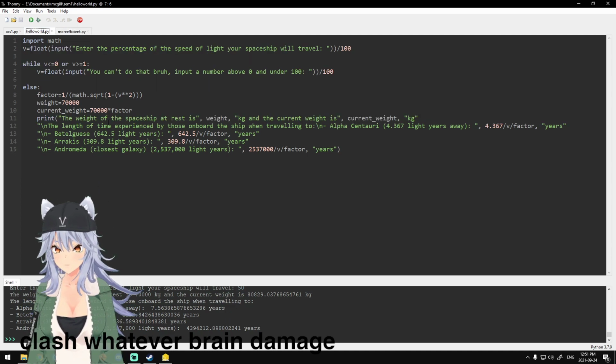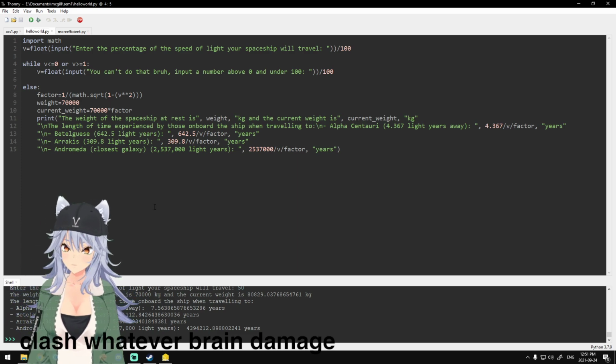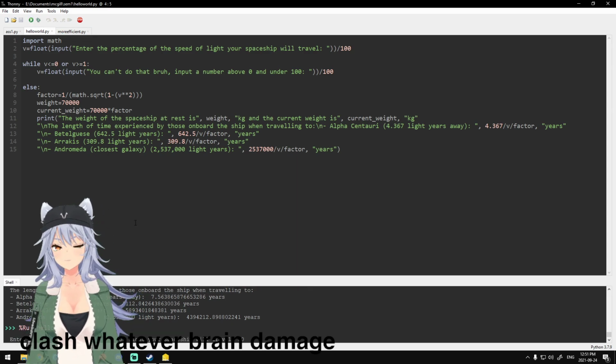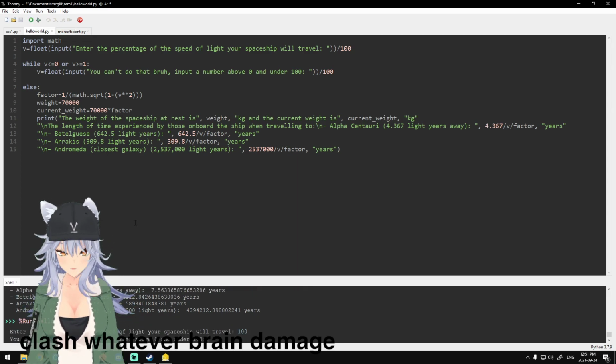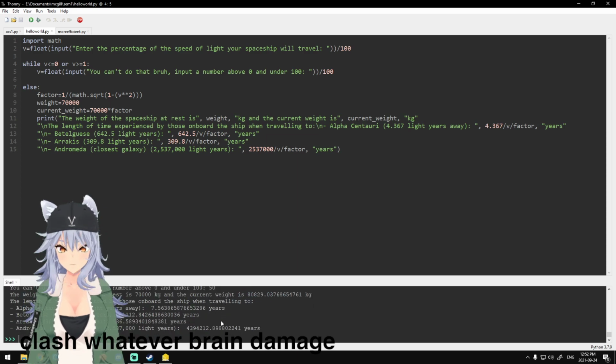If you want to be even more fancy, you can have a while loop here. So if you do, for example, 100%, you can't do that, and then the program won't stop. It'll tell you to input again. So I'll write 50. Then now it'll work.